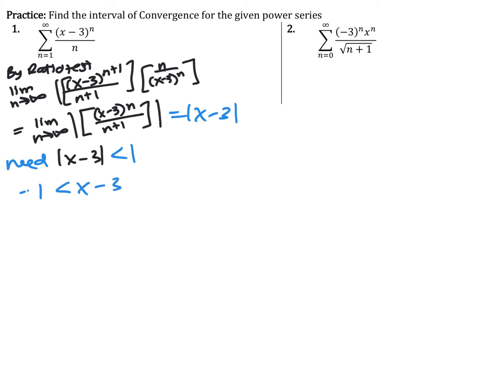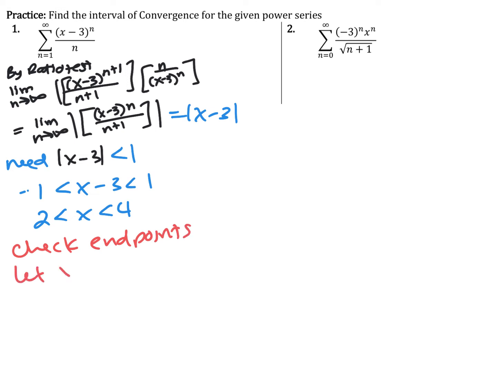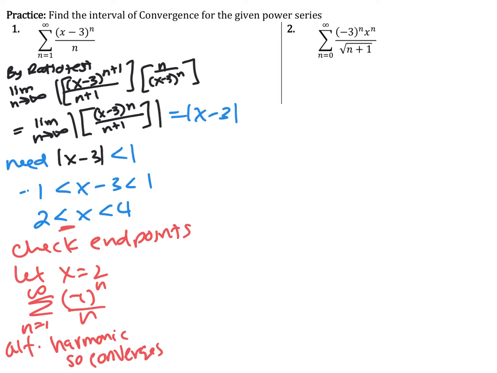So we're looking at this inequality, and if I add 3 to both sides, 2 is less than x is less than 4. Now we need to check our endpoints. So I'm going to let x equal 2. That's going to give me the sum from n equals 1 to infinity of negative 1 to the n over n, which is the alternating harmonic series and is going to converge. So I can add an or equal to here.